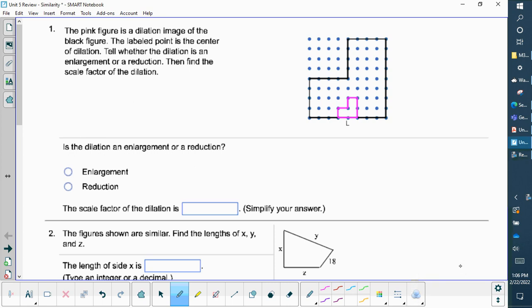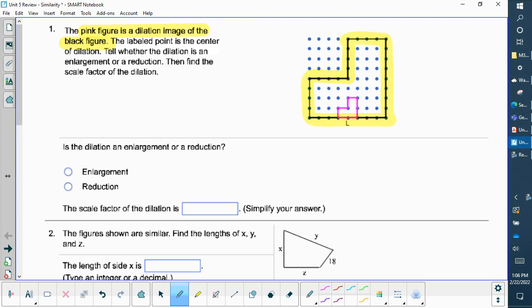Okay, here is an answer key for the review for the similarity unit. Start off, for problem number 1, you have to know which way this is going. Is the pink shape my beginning shape and enlarging to the black, or vice versa? If I read the instruction, it says the pink figure is the dilation of the black, which means I am shrinking. So this is my initial, and I'm shrinking down to the small one.